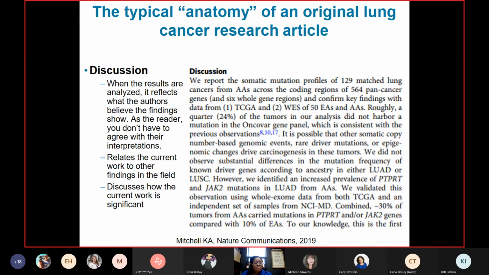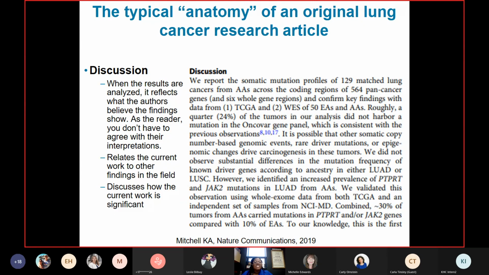And finally, the discussion section talks about how the current work is significant. So, for example, in this discussion section, we talked about particular mutations that were more prevalent in African American lung cancer patients. And because they were more likely to have a particular mutation, we did a lot of analyses and saw that they were predicted to respond to a particular therapy better than their European American counterparts if they didn't have that mutation. So we're trying to put into context how you literally can change how treatment paradigms would work, right?